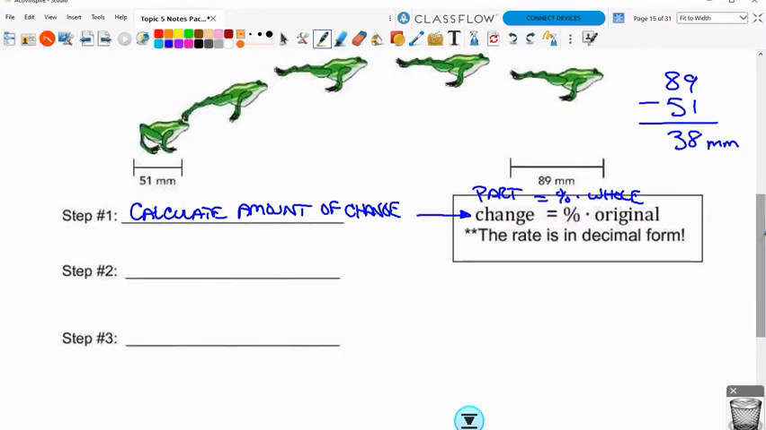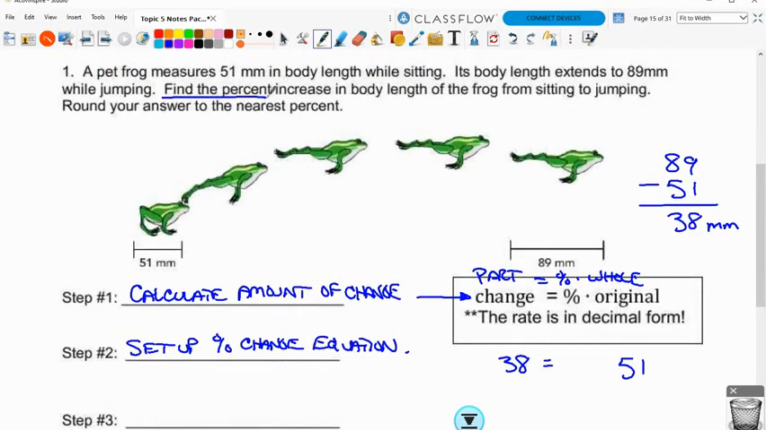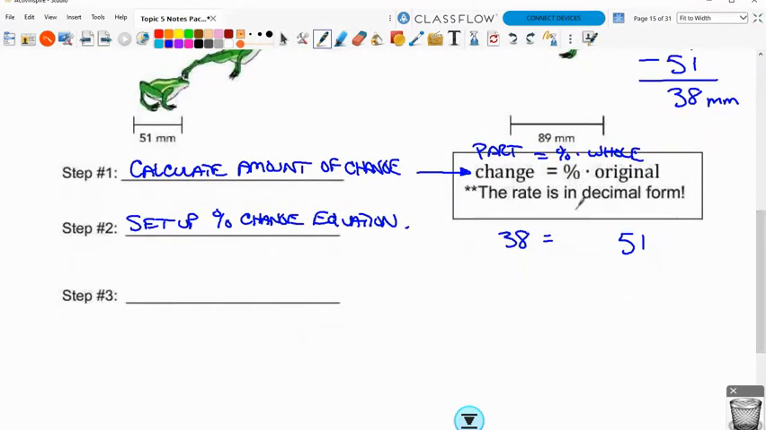Now step number two, we're going to set up the percent change equation. In the box, we see that it says change equals percent times original. The amount of change we just calculated to be 38 millimeters. So 38 goes in for the amount of change, and the original body length we knew at the beginning when it was sitting was 51 millimeters. And if we reread the question, it says to find the percent. So we are looking for the percent in this example. We'll use the variable r for the rate. 38 equals r times 51.